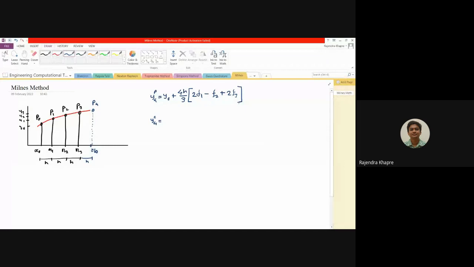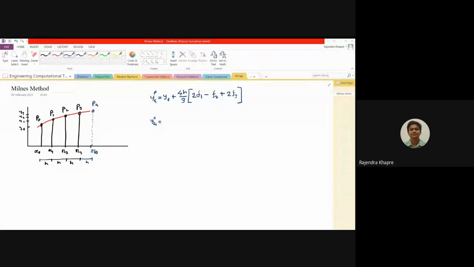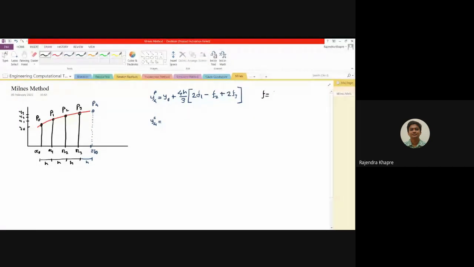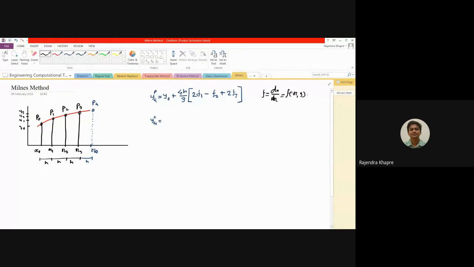Here f1, f2, and f3 are nothing but the function values. The function value is your dy by dx, that is nothing but the slope. This f is a function of x as well as a function of y. The equation of the slope will be given to you, and based on that you have to calculate the slope at point 1, at point 2, and at point 3. Remember, our initial point is 0. We are starting with 0, 1, 2, 3, not with 1. This equation is going to give you the value of y4, which is a predicted value.